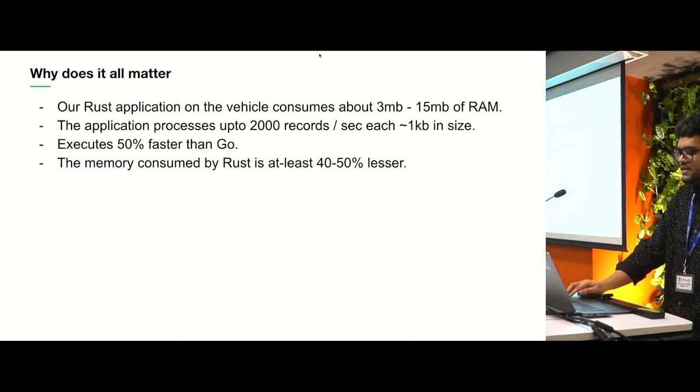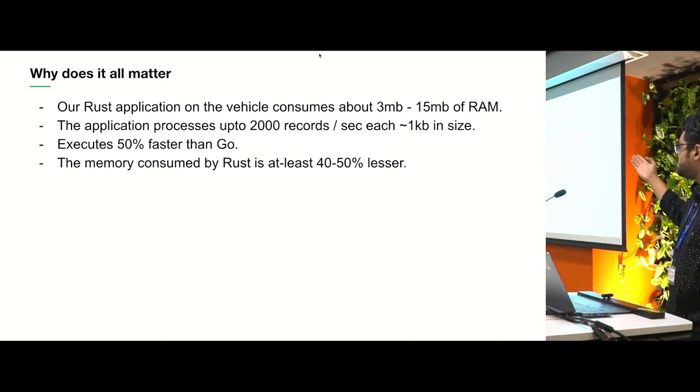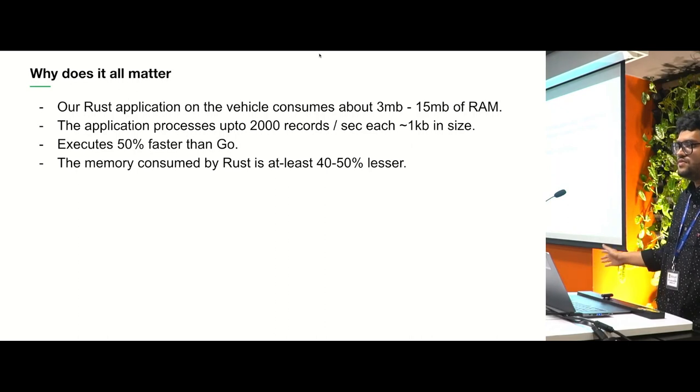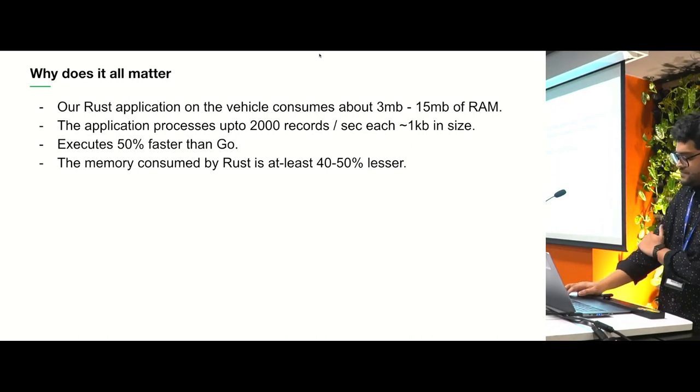And as we saw in the benchmarks, it executes 50% faster than Go. This is something that will help me in cloud as well, right? When I'm parsing my data, it's not just data from the vehicles, it's logs that are being generated, a lot of parsing going on. All this data parsing, if the execution time is faster, it reduces my cost. This is where it really helps. And the memory used by Rust is around 40 to 50% lesser, right?